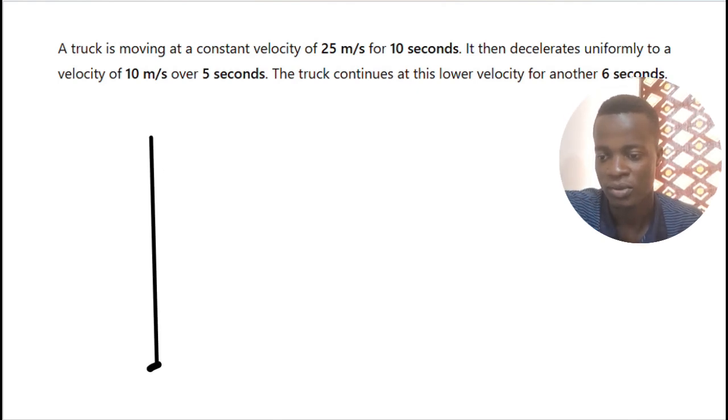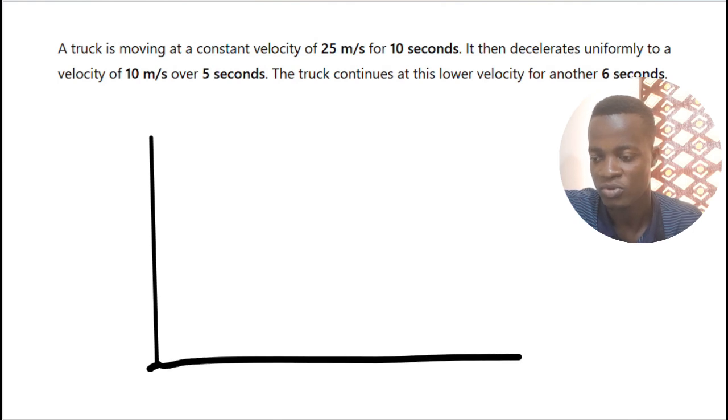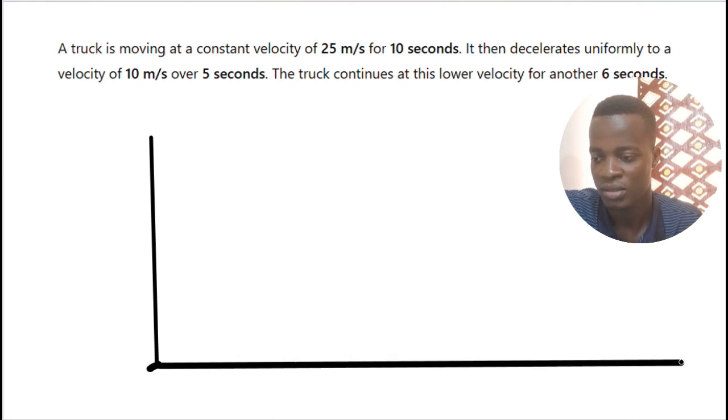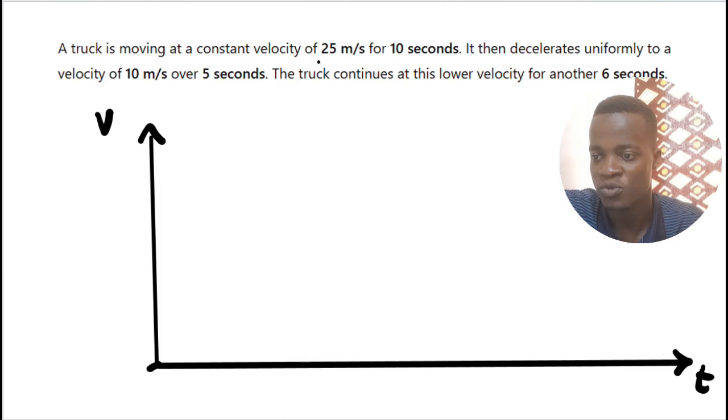So we have this going to this. Yes, so this is t again, and this is our velocity. So a truck is moving at a constant velocity of 25 meters per second. So we are starting at 25.